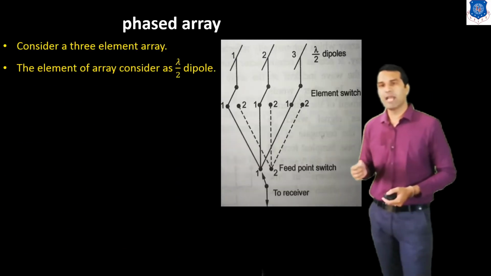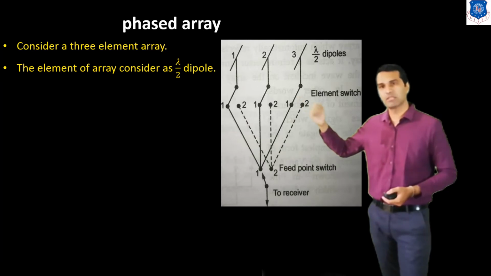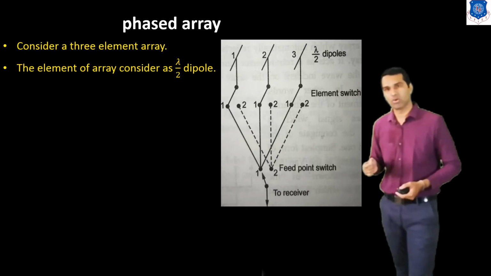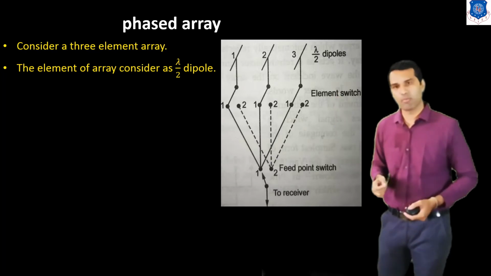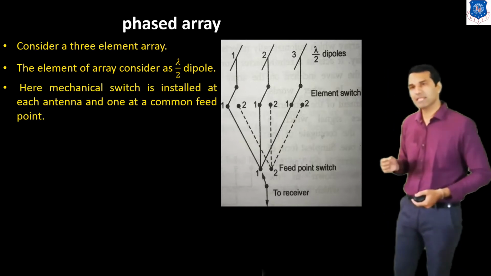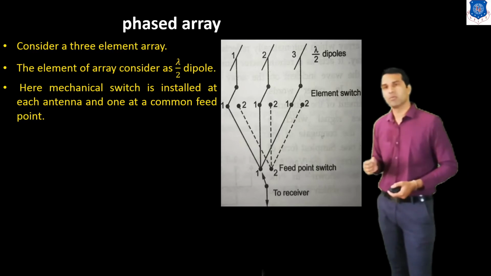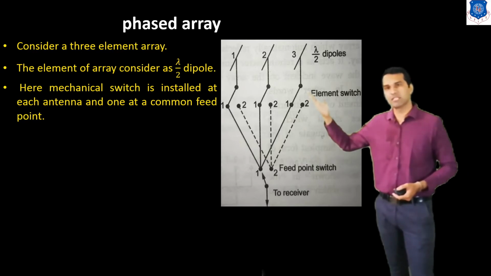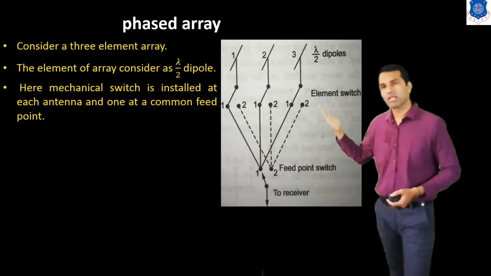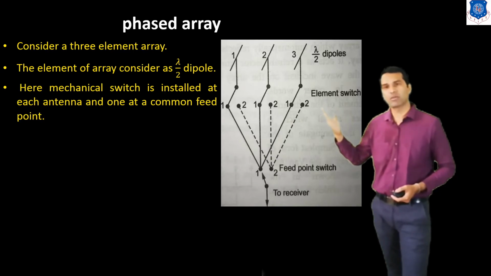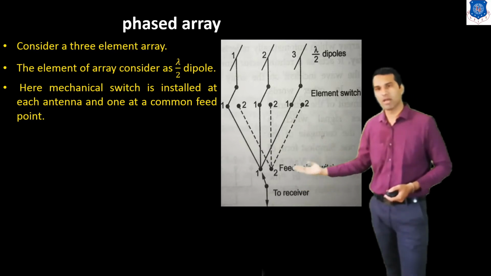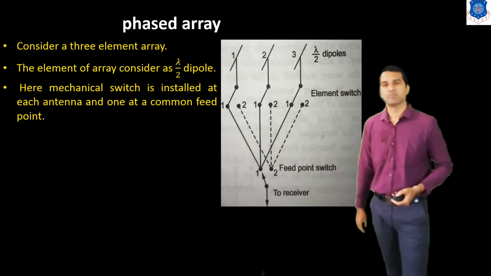Now we consider the three element array. Here in this figure we consider the three element array. The elements of the array are considered as lambda by 2 dipoles. Here a mechanical switch is installed at each antenna and one at a common feed point. So here we can see 1, 2 and 3 are the mechanical switches. For the mechanical switch, positions 1 and 2 are for antenna 2, and position 3 is for antenna 1. And at the receiver side we have also placed a switch.